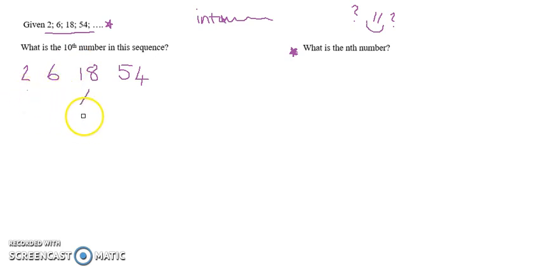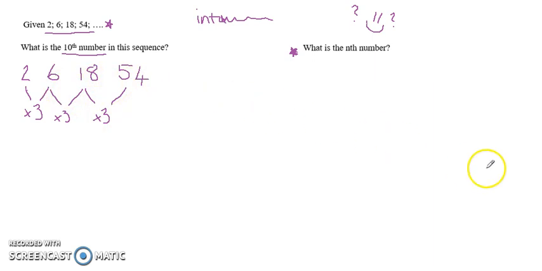Can you remember what I told you to look for second? Yes, that's right. Oh, you are clever today. I told you to watch out for things that are being multiplied by the same amount. So 2 to get to 6 needs to be multiplied by 3. And 6 to get to 18 also needs to be multiplied by 3. And guess what? To get from 18 to 54, we also need to multiply it by 3.